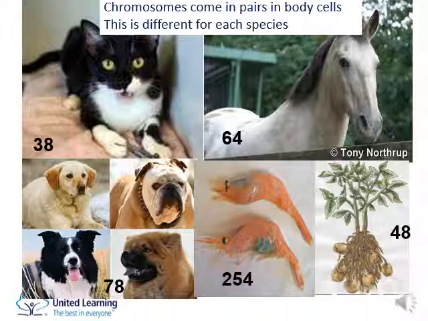You can also see in this diagram that there is no real connection between the number of chromosomes and the size or complexity of an organism. It seems almost random. You can see in the bottom right hand corner there's a plant which has 48 chromosomes in comparison to a cat, which is a much more complex organism than a plant, and cats only have 38 chromosomes in their nucleus.